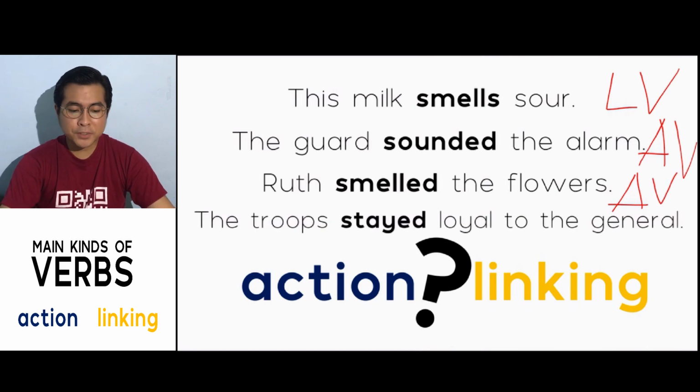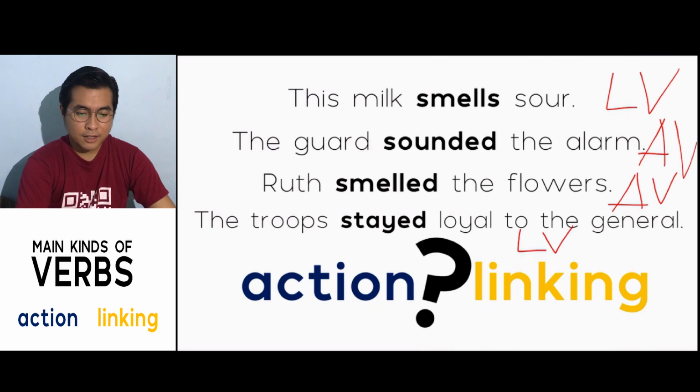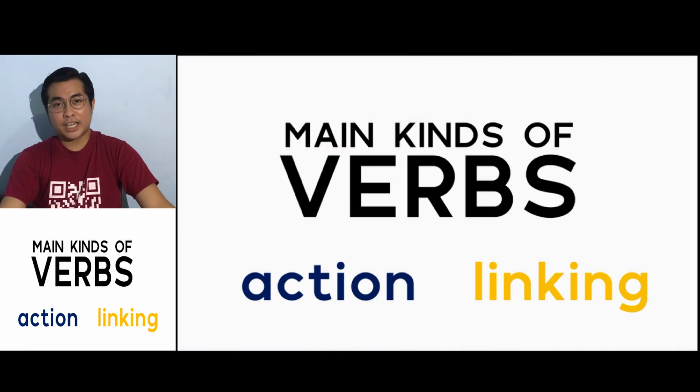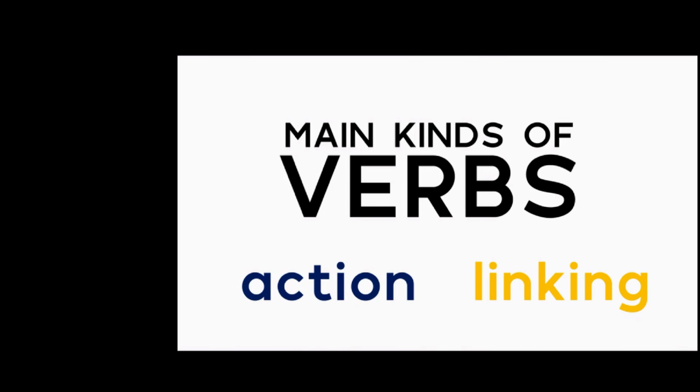Last one. "The troops stayed loyal to the general." Let's substitute stayed with am, is, or are. Since we have troops, a plural subject, we use are: "The troops are loyal to the general." Did it make sense? Since it did, it's a linking verb. It maintained the meaning of the sentence. There, so that is your action and linking verb. I hope that you learned something from this video.